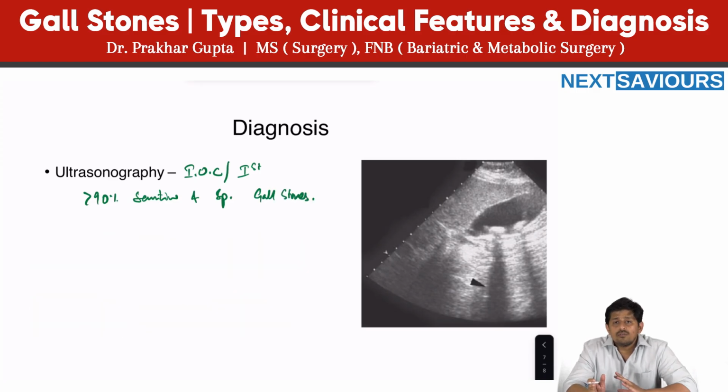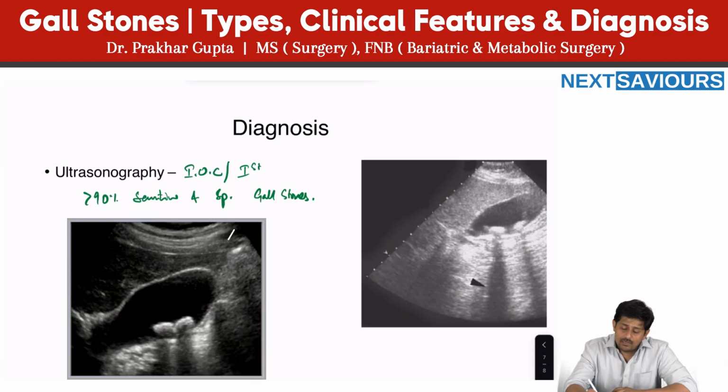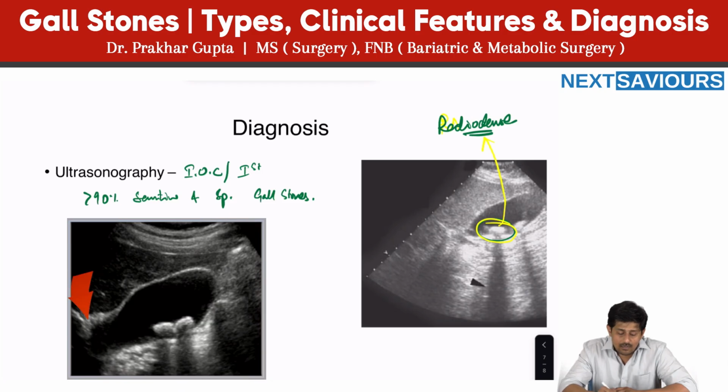And how do we see the gallstone on ultrasonography? With the help of this picture over here, this is the stone here. Gallstones are radiodense, so there will be a stone which has a posterior acoustic shadow. You can see here, this is the posterior acoustic shadow. So this is how we diagnose gallstones on ultrasonography.